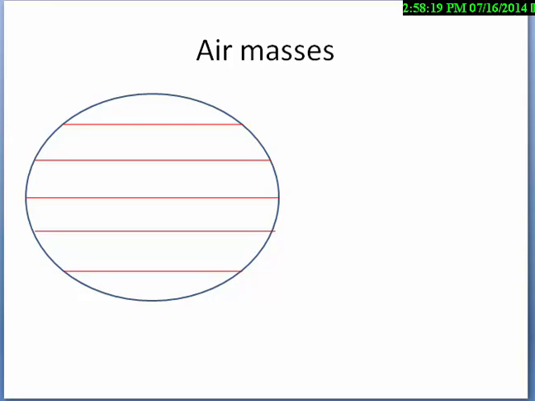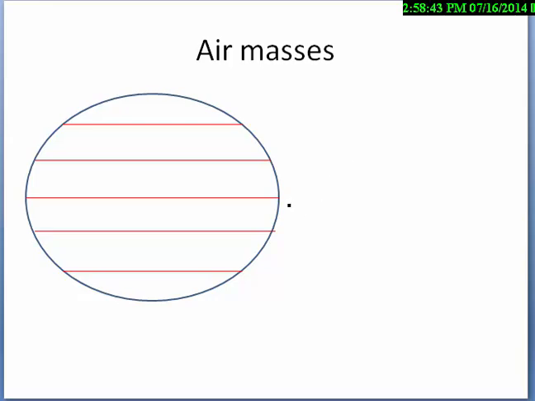In this video, we are going to understand air masses and their horizontal and vertical distribution. In front of you, an image is given, showing four different layers of Earth. Let's try and understand.